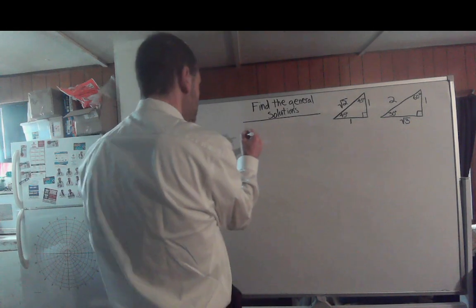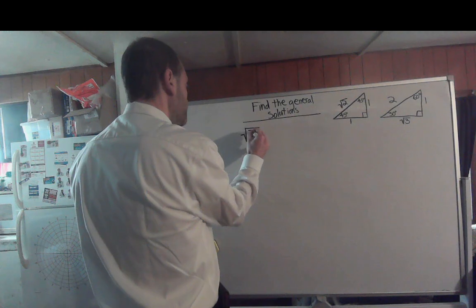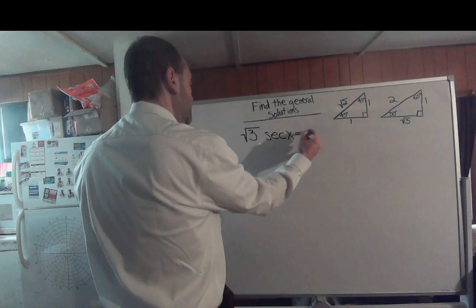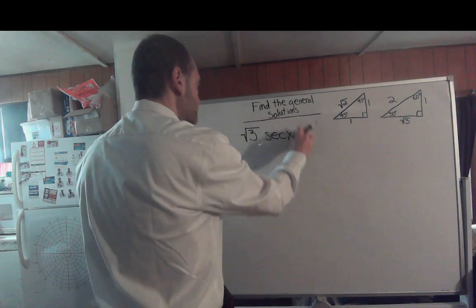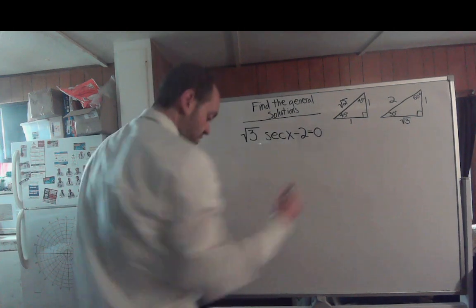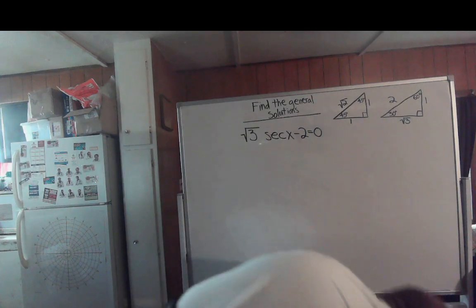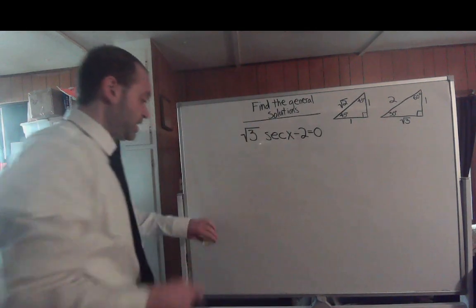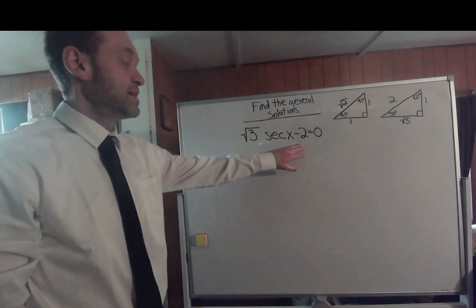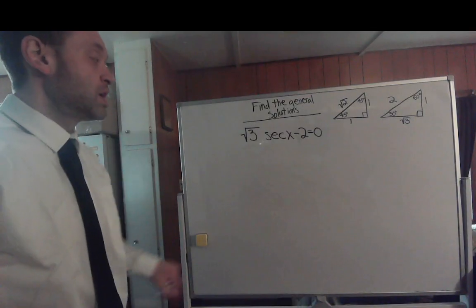Alright, let's see. Square root of 3 times the secant of x minus 2 equals 0. Of course, I gotta drop the eraser like I do every lesson. Okay, so the square root of 3 times the secant of x minus 2 equals 0.